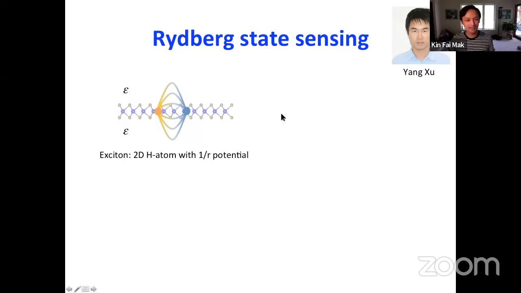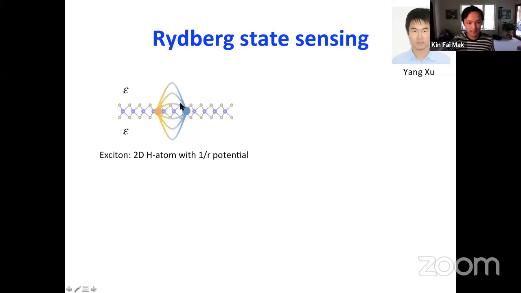Let's consider just a monolayer semiconductor, a monolayer TMD semiconductor, WSe2, for instance. You shine light in, you create an electron-hole pair in the system. It's called an exciton. It's really just a Coulomb bound electron-hole pair. And by the way, the material is sitting in a dielectric environment specified by the dielectric constant epsilon. You can really think of this exciton as a hydrogen atom in a two-dimensional plane, with a 1/r Coulomb potential attracting this electron-hole pair.